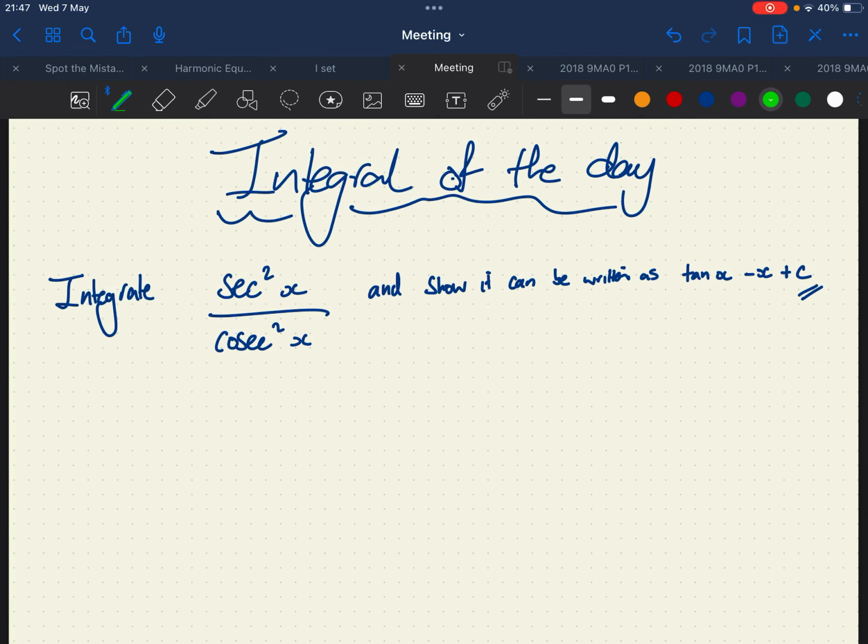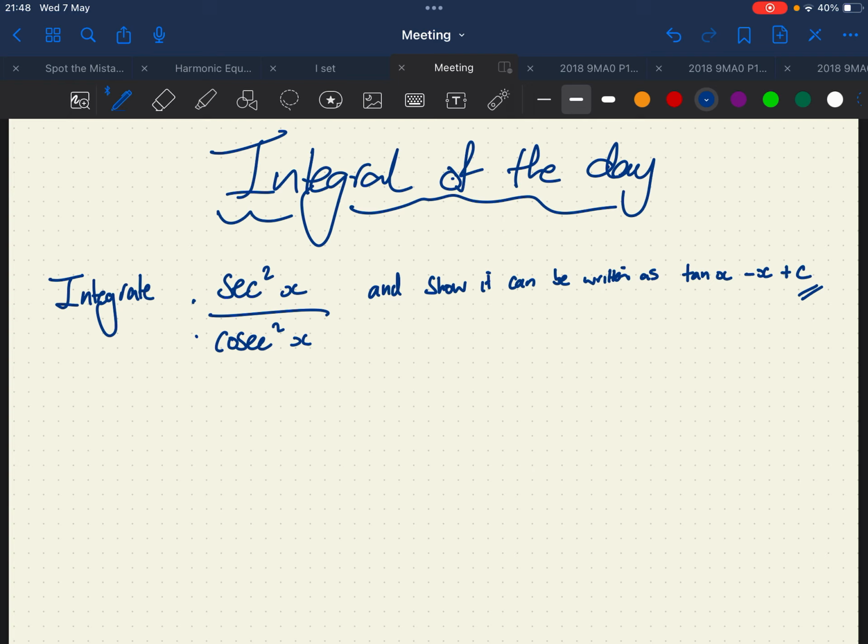Okay, in the integral of the day, we are integrating sec squared x over cosec squared x, and we're going to show that it can be written as tan x minus x plus c. Now, we've been doing quite a bit of work on trig and integration recently, but I can't immediately think of anything related to this.